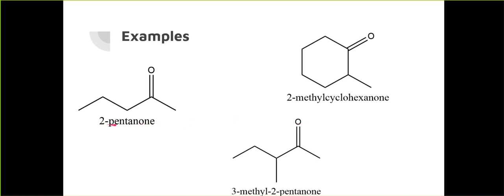So here we have 2-pentanone. We've got 1, 2, 3, 4, 5 carbons. So that gives us pentanone. And this carbonyl carbon is the second one in the chain. So that's 2-pentanone. Here we have a ring with a carbonyl group here and a methyl group here. So this is going to be number 1 with the carbonyl carbon, and that makes this 2. So you get 2-methylcyclohexanone.